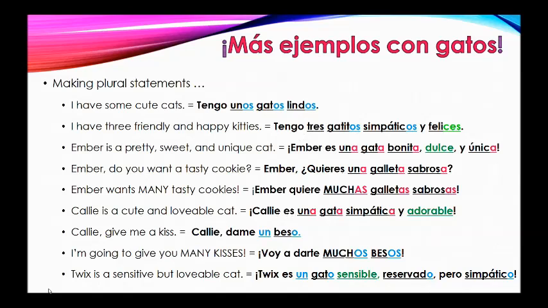All right, and here are all of the examples that I just gave you of mis gatos together, in case you wanted to see how they all agreed with masculine, feminine, singular, plural. So if you would like to go over those, then you can pause it and look at them as much as you would like.